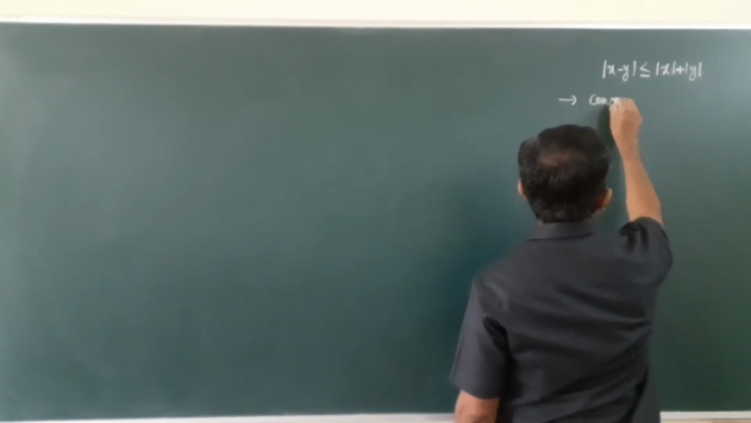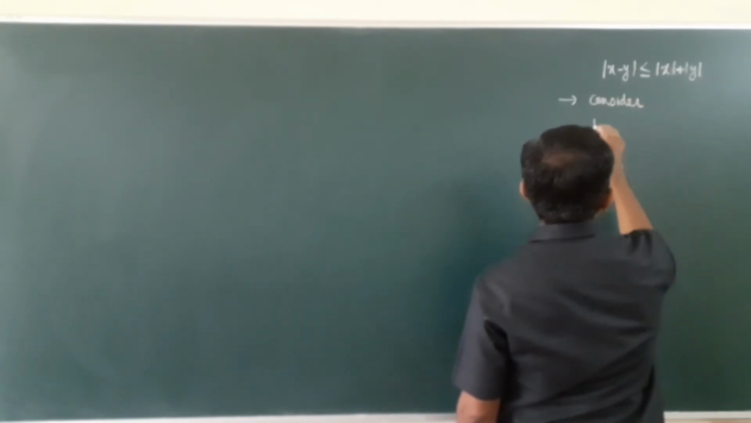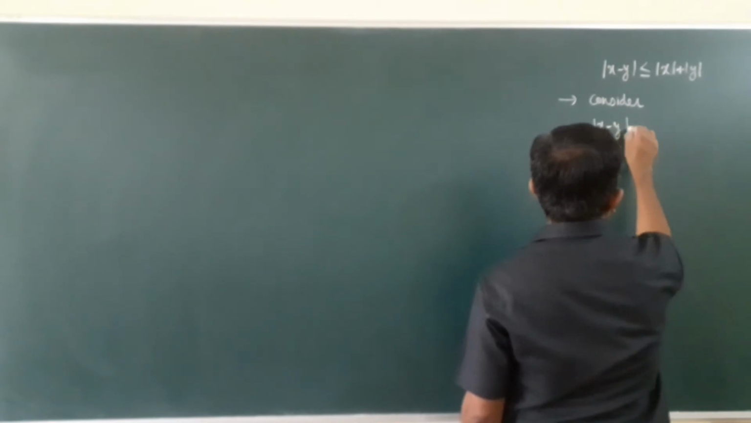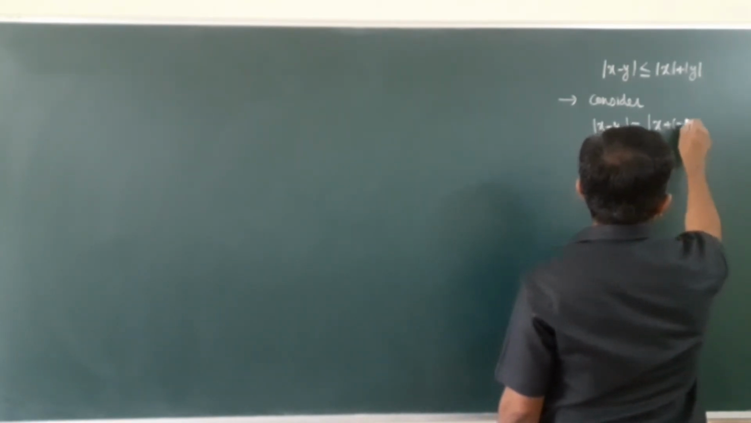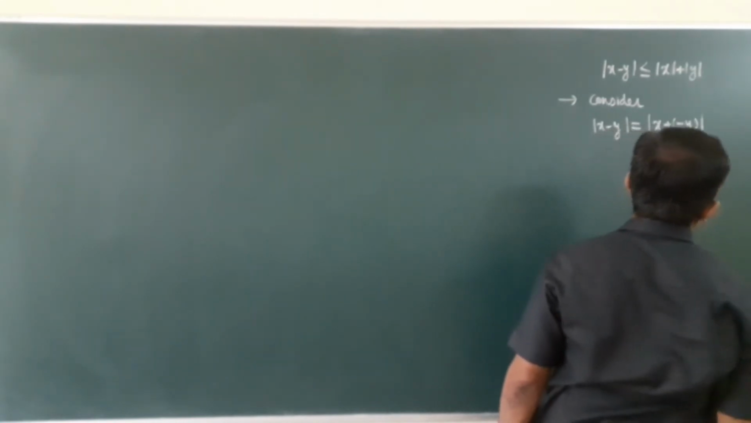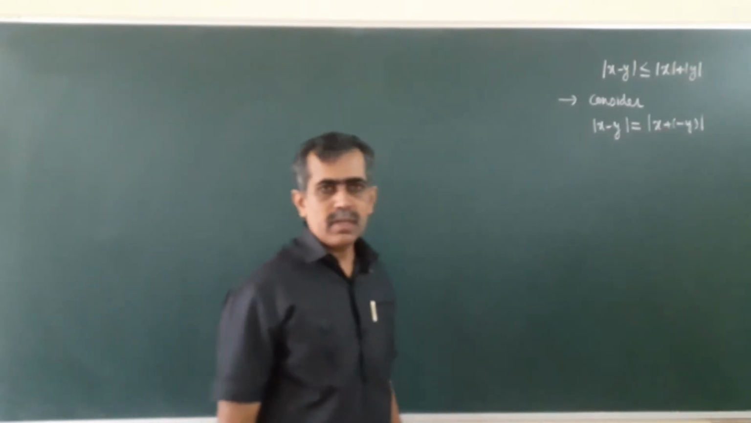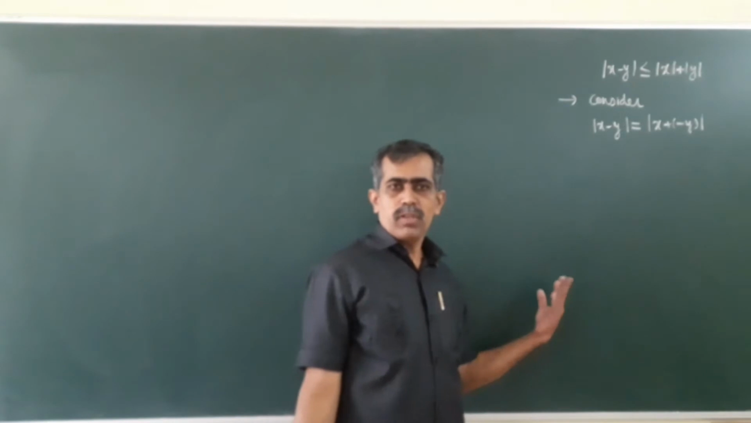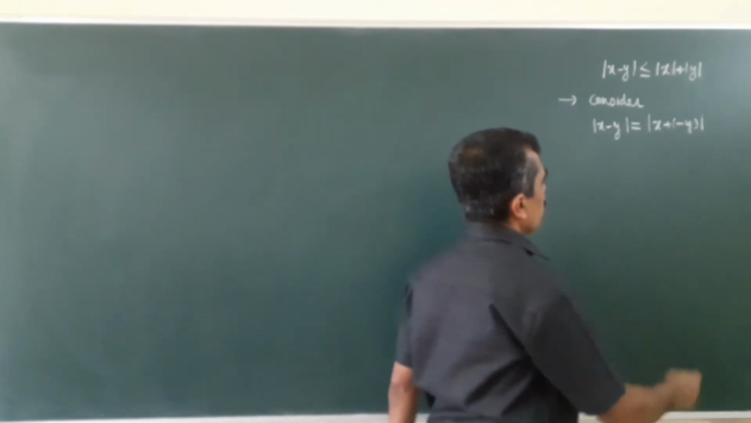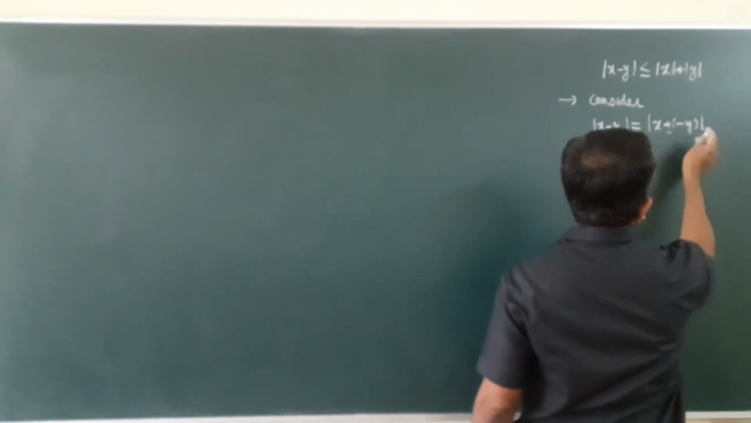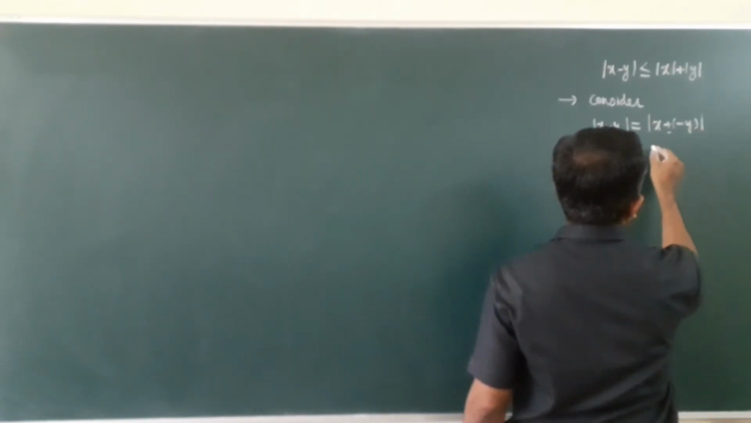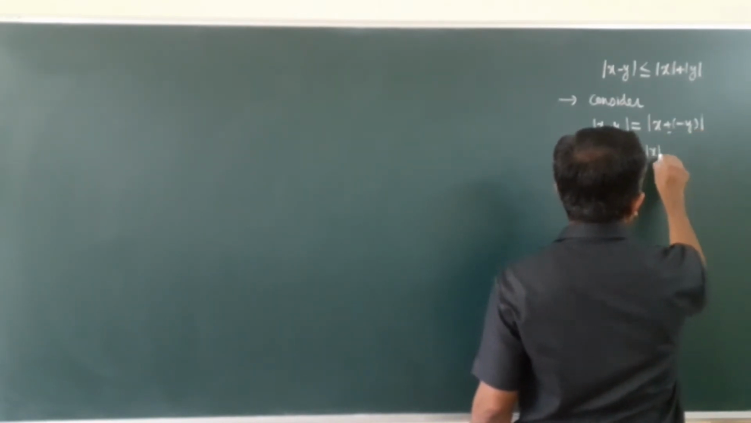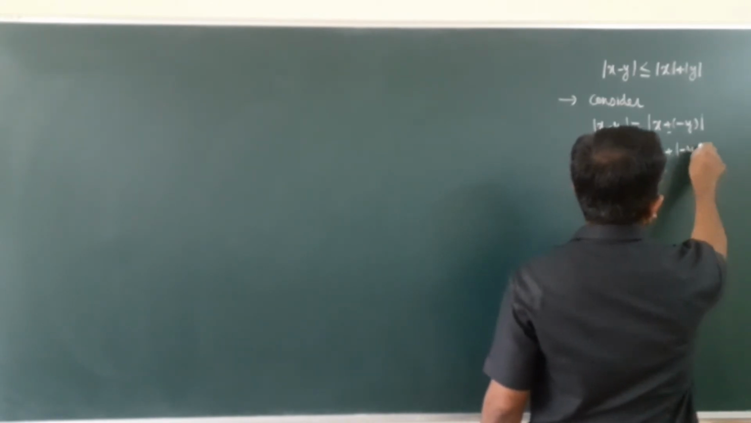Consider mod of x minus y. How may I write this? As mod of x plus minus y, right? X plus minus y is x minus y. Now see, you have a plus b, so by the triangle inequality, this is less than or equal to mod x plus mod of minus y.